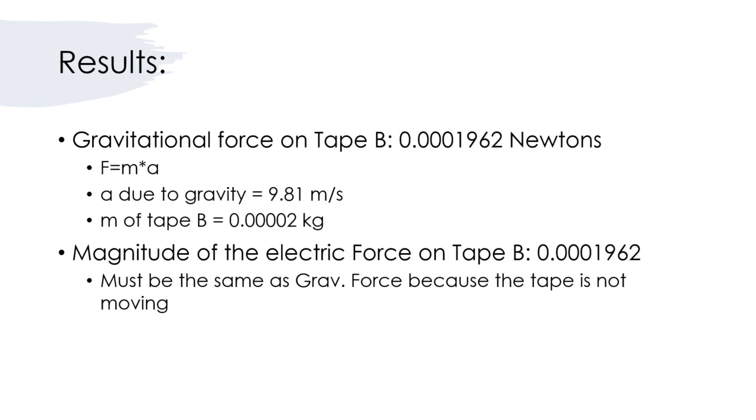The gravitational force on tape B is 1.962 times 10 to the negative 4th newtons. I figured this out using Newton's second law, which is force equals mass times acceleration. The acceleration due to gravity is 9.81 meters per second squared, and the mass of tape B is 0.00002 kilograms. Multiplying those together, I got my gravitational force, which is going to be the same as the magnitude of the electric force on tape B, because the tape is not moving and is thus suspended by both the gravitational force pointing down and the magnitude of the electric force from tape A pointing up.